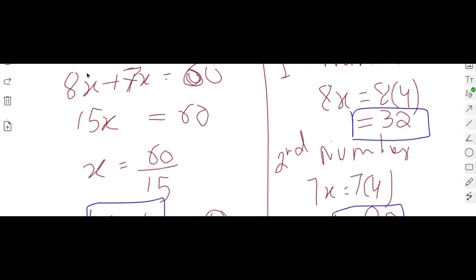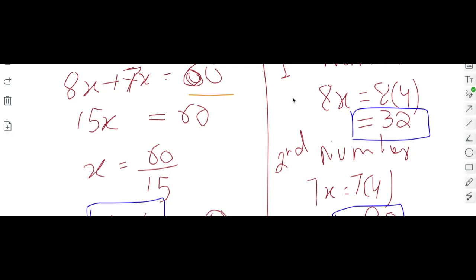So here I just wrote 8x plus 7x is equal to 60. I just add these two and I get 15x is equal to 60, and x is equal to 60 divided by 15. I get x as 4. Then I just have to put the value of 4 in what I let as x, and I get the two numbers. When I add these two numbers, I will get 60.